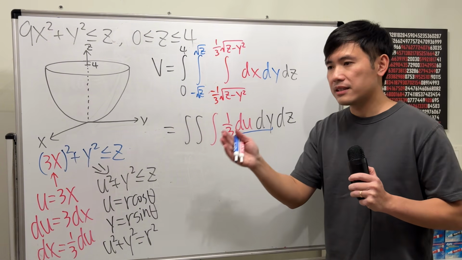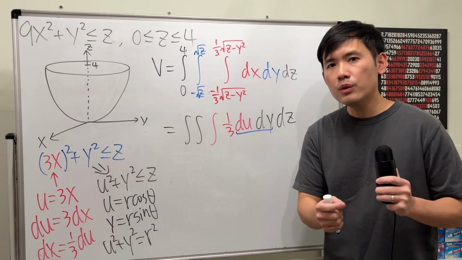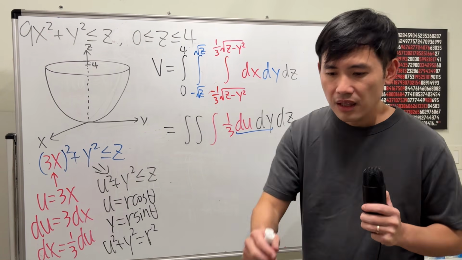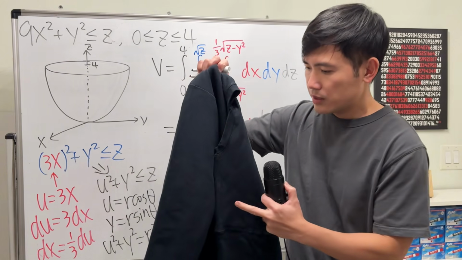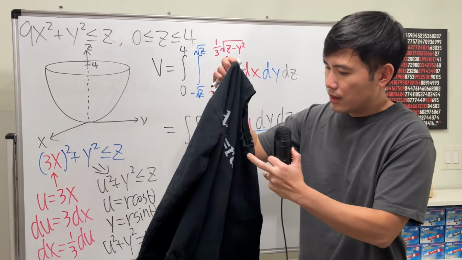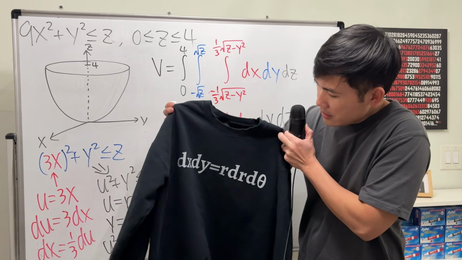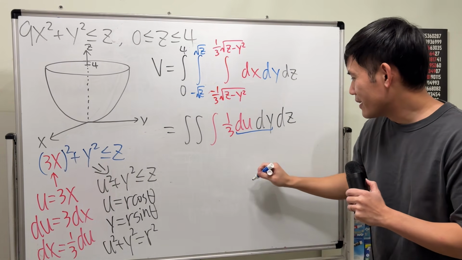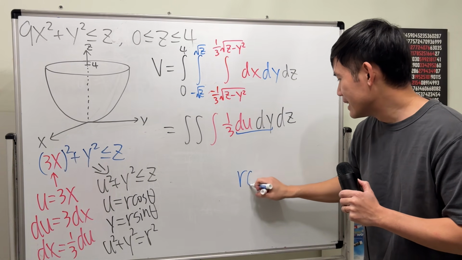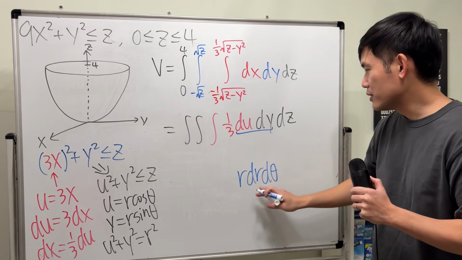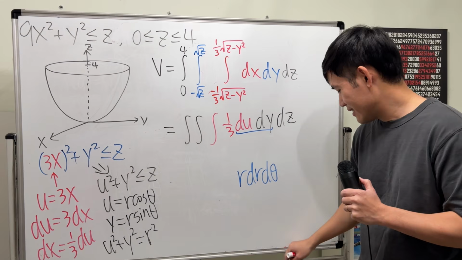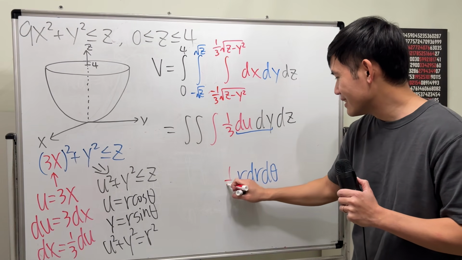Imagine when you have dx dy, once you get to the polar world, what do you need? It's not just dr d theta. Let's have a look at my sweatshirt. There is that extra r, okay? So, this right here, we will just get r dr d theta. The notation stays the same because I'm using r and theta here. And then, here we still have that 1/3.